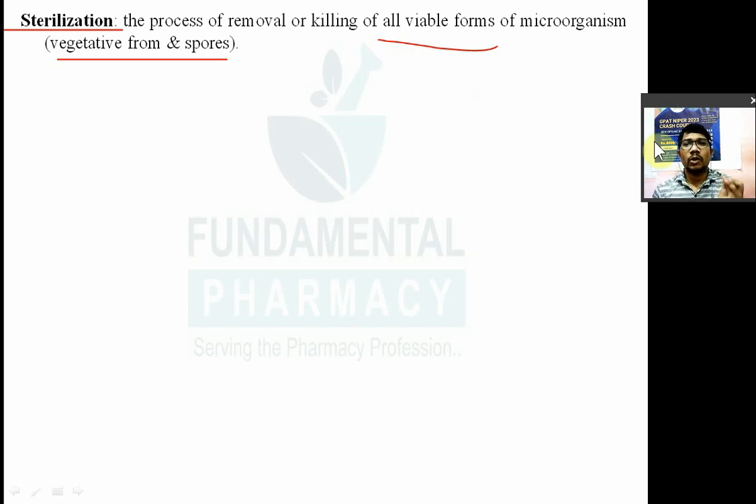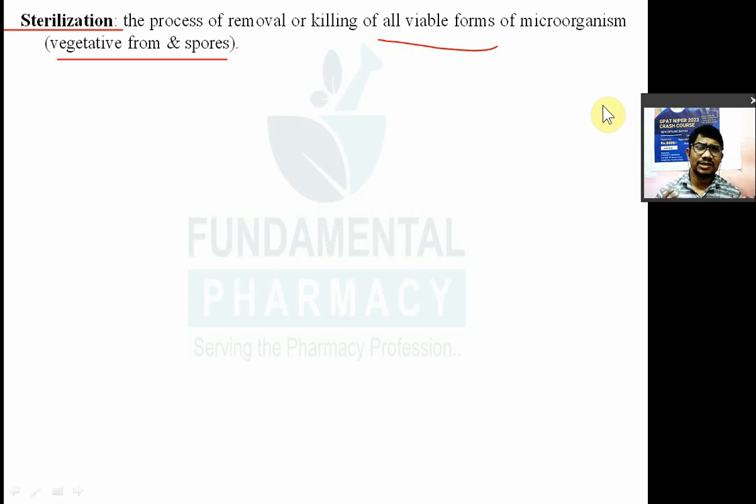So destruction, killing or removal of all viable forms of microorganism, including their vegetative form and spores, is known as sterilization. Now, why is sterilization needed? It is very important. For example, in a surgical operation, if the scalpel or forceps are contaminated with bacteria, say tetanus bacteria, they may cause tetany to the patient. Suppose the injections you are using are contaminated, they may cause disease to you.